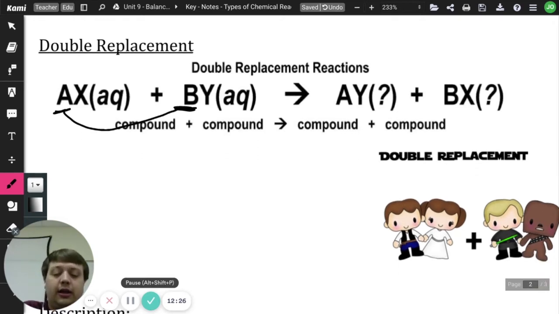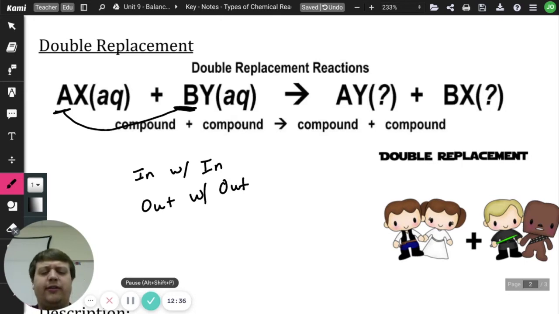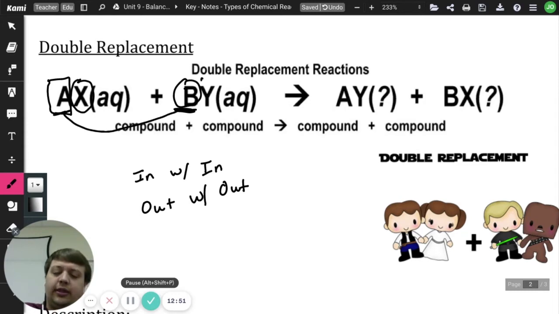A lot of times what I'll hear is that I pair in with in and out with out. And you're like, okay, what does that mean? Well, in with in would be, that's on the inside and that's on the inside. If we're looking at that entire reactant, those two elements are on the inside of everything else. And then this would be out with out. So I would pair B with X and A with Y. Okay, so in with in and out with out. Double replacement, you're just swapping those partners.